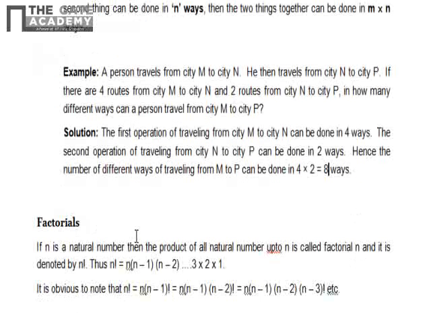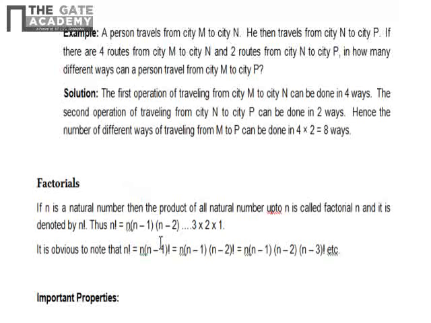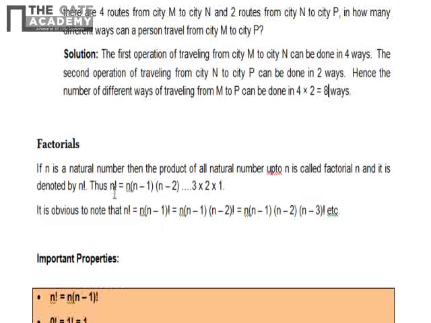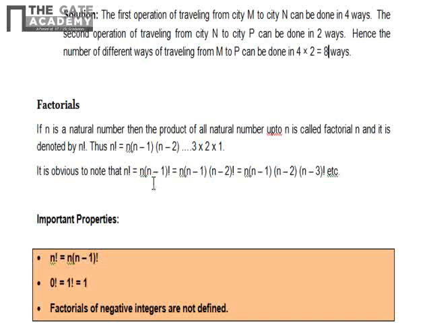Now some very simple concepts: factorial. I'm just revising this concept. If you want to find the factorial of any number, for example n factorial, you just multiply 1 into 2 into 3 into 4 into 5 up to n. Also one formula: n factorial is equal to n into (n minus 1) factorial, or n into (n minus 1) into (n minus 2) factorial. For example, to calculate the factorial of 5, you simply multiply 1 into 2 into 3 into 4 into 5, or you can represent 5 factorial as 5 into 4 factorial.